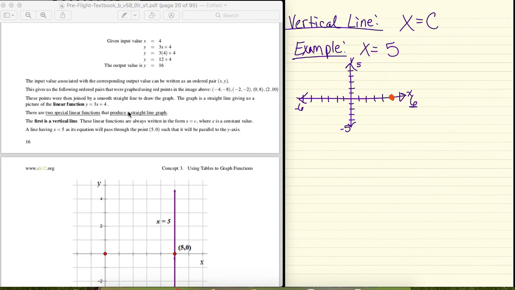And so the equation x equals 5 means x is always going to be 5. No matter what your value of y is, x is always 5. And so that is what creates this vertical line that goes through the x-axis at 5. So a vertical line is going to be in the form of x equals, and whatever that number is, that's telling you where you're going to draw that vertical line through the x-axis. It's going to go through that value on the x-axis, whatever c is. So this is x equals 5.